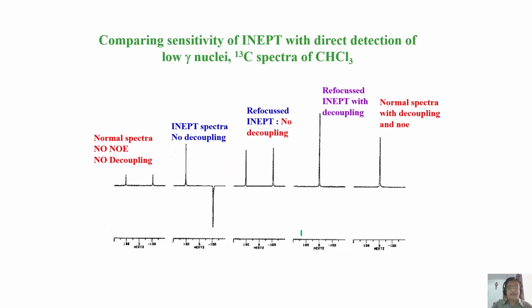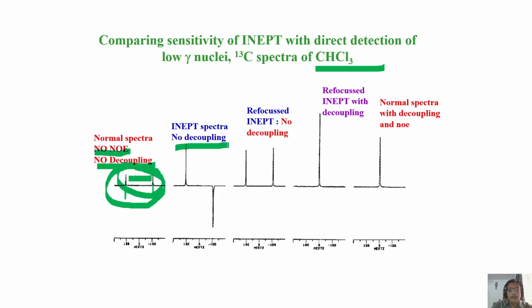So what is the advantage here? Look at it. This is a normal spectrum without NOE, without decoupling. This is a carbon 13 spectrum of CHCl3. It is a doublet because it is coupled to a single proton. No NOE, no decoupling. Simply acquire the spectrum with one pulse. You are going to get a doublet. This is JCH, and this is the intensity pattern, signal to noise ratio.